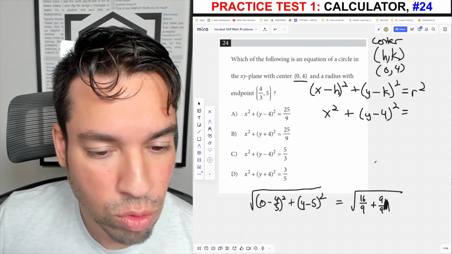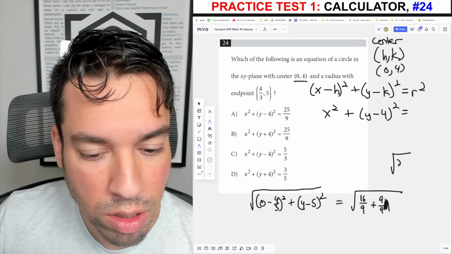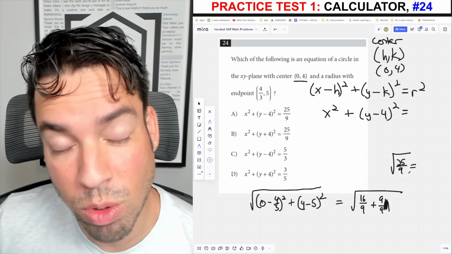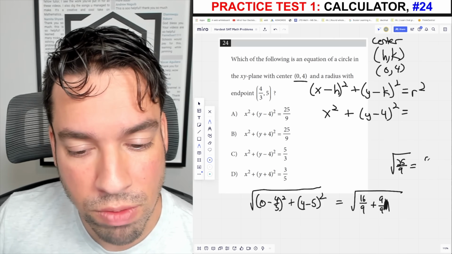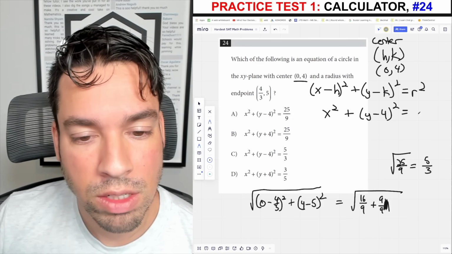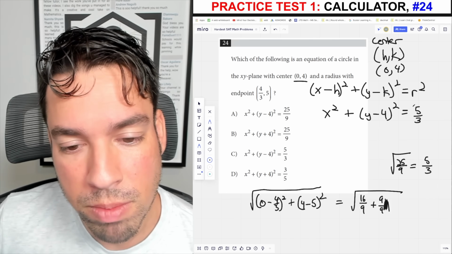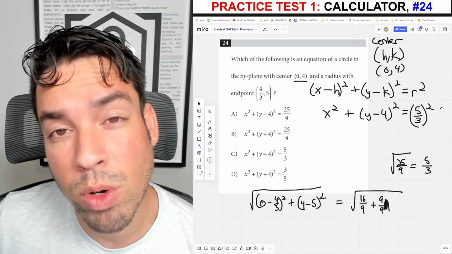And 9 plus 16 is 25, so this becomes the square root of 25/9, which reduces to, you just take the square root individually, so it's square root of 25, which is 5, square root of 9, which is 3, and it's 5/3. Since the radius is 5/3, I just plug it in here, boom, and square it, and we have our equation for the circle.